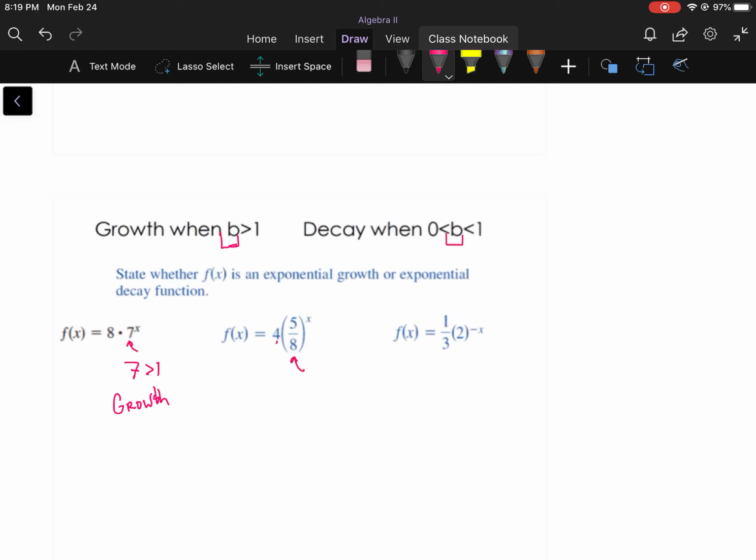Since 5a is a sandwich between 0 and 1, we've got decay. And here, oh wait, negative exponent, so what's that going to do to the base? It's going to flip it and make it 1/2 x and then the 1/3. So this one's actually decay as well.